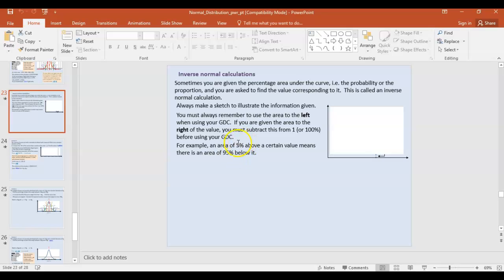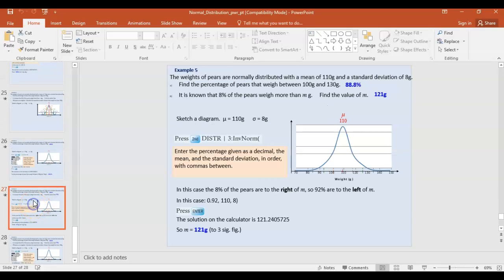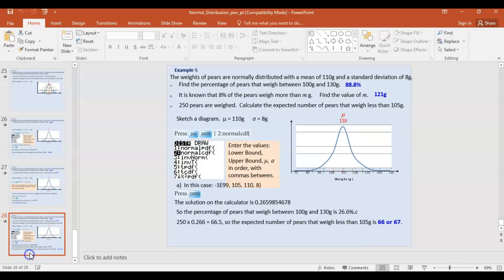I can either tell you that there's 5% above x, or I could tell you that there's 95% below x. I would still be referring to the same x. That x is not changing positions. It's just a different way of describing it, whether I tell you the number to the right or the number to the left. But like I said, the key is we always put in the number to the left of x. So if they ever give you something to the right of x, subtract it from 100% so that you can figure out what is to the left. Let me go over one more with you if you need some extra practice.